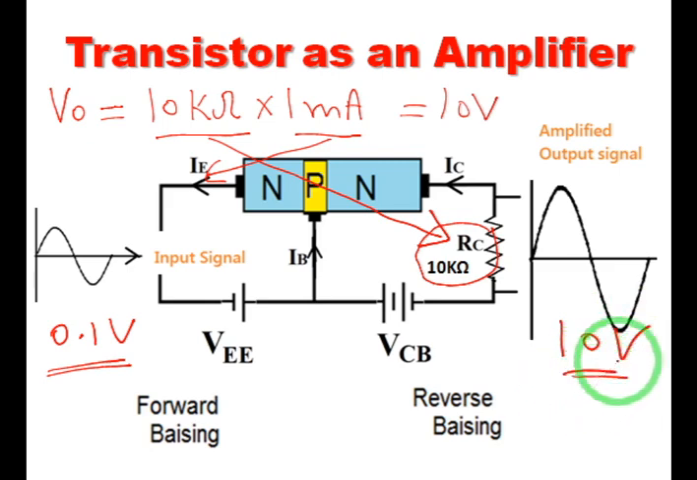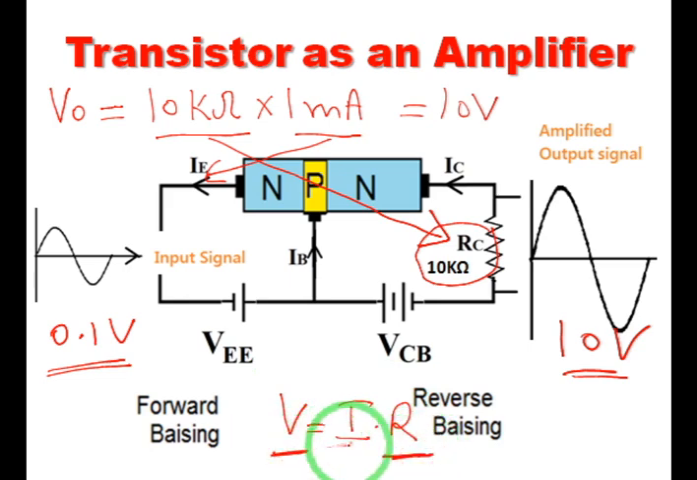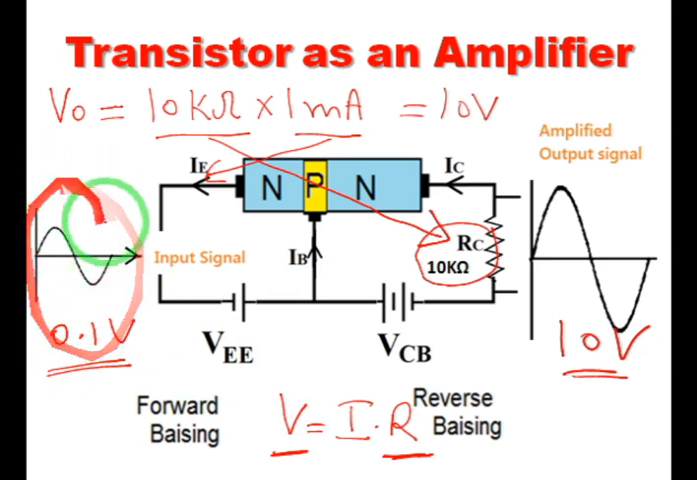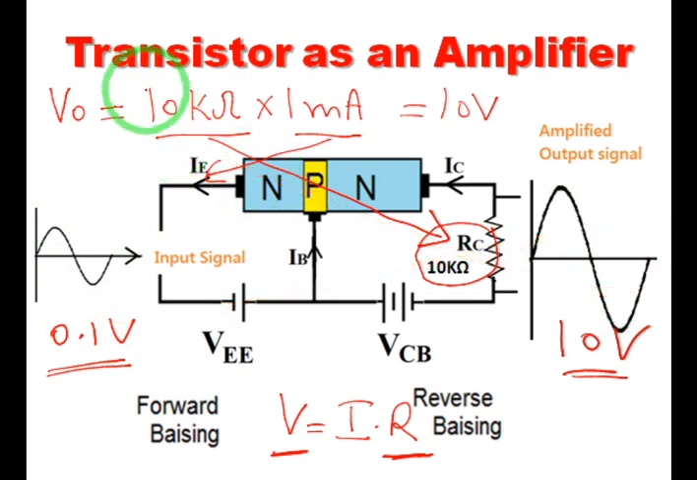So the basics are simple: Ohm's law says that V is equal to IR. If resistance is high, the voltage drop will be high. These are some of the basic principles of engineering by which we can increase the amplitude of a weak signal, and this is known as the amplification of a signal. In this way the transistor can be used as an amplifier.